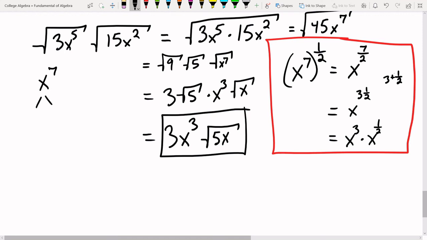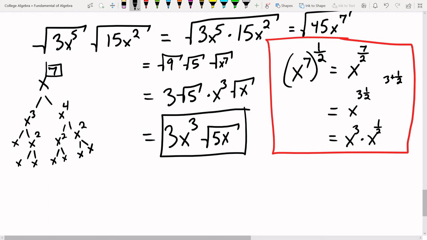X to the 7th is just going to be x to the 3 times x to the 4. X to the 3 is x squared times x. X to the 4 is x squared times x squared. I'm just making sure all the powers add up correctly. And you're always going to have this where in the end you're going to have 7 of these x's, because we started with a 7 power here, so we should have 7 of them.